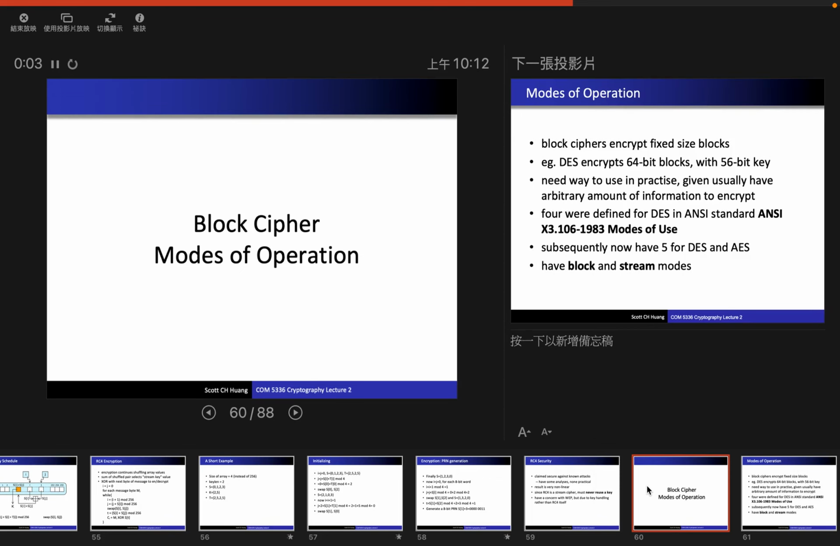Okay, so we stopped at the stream cipher last time on Monday. Now we're going to talk about block cipher modes of operation.